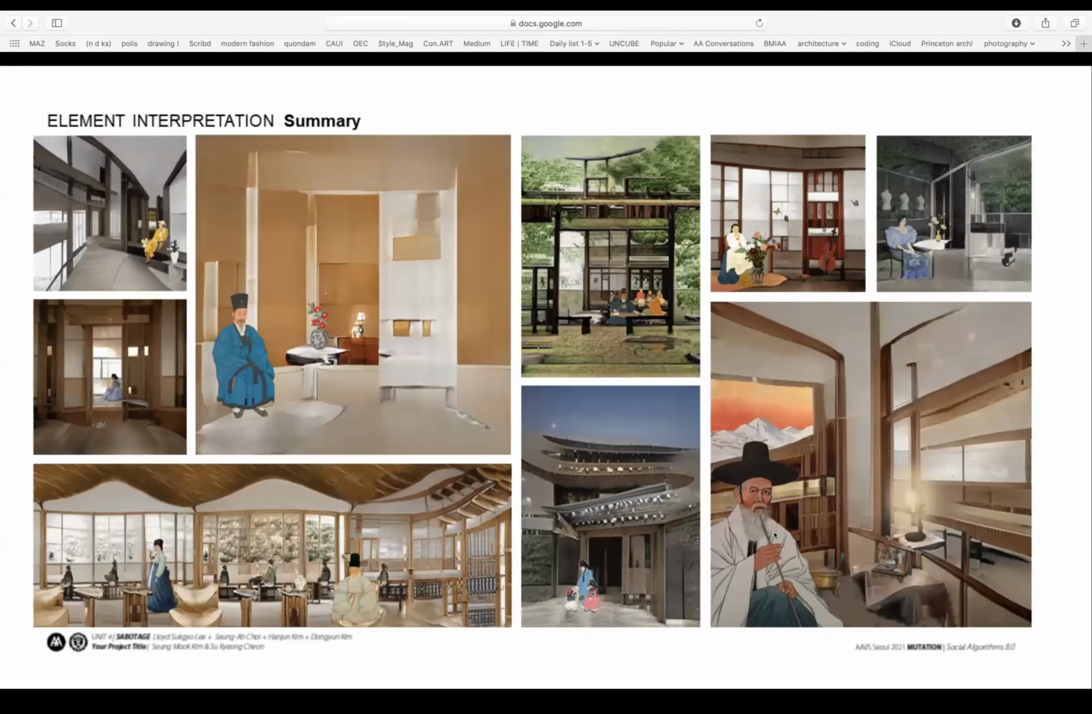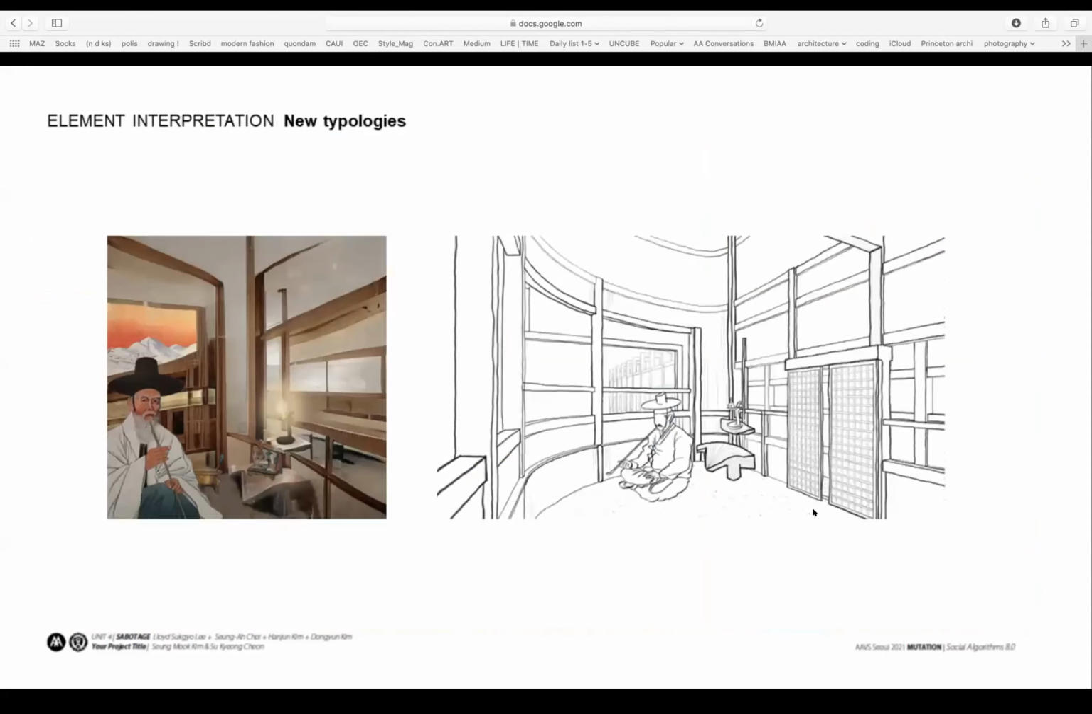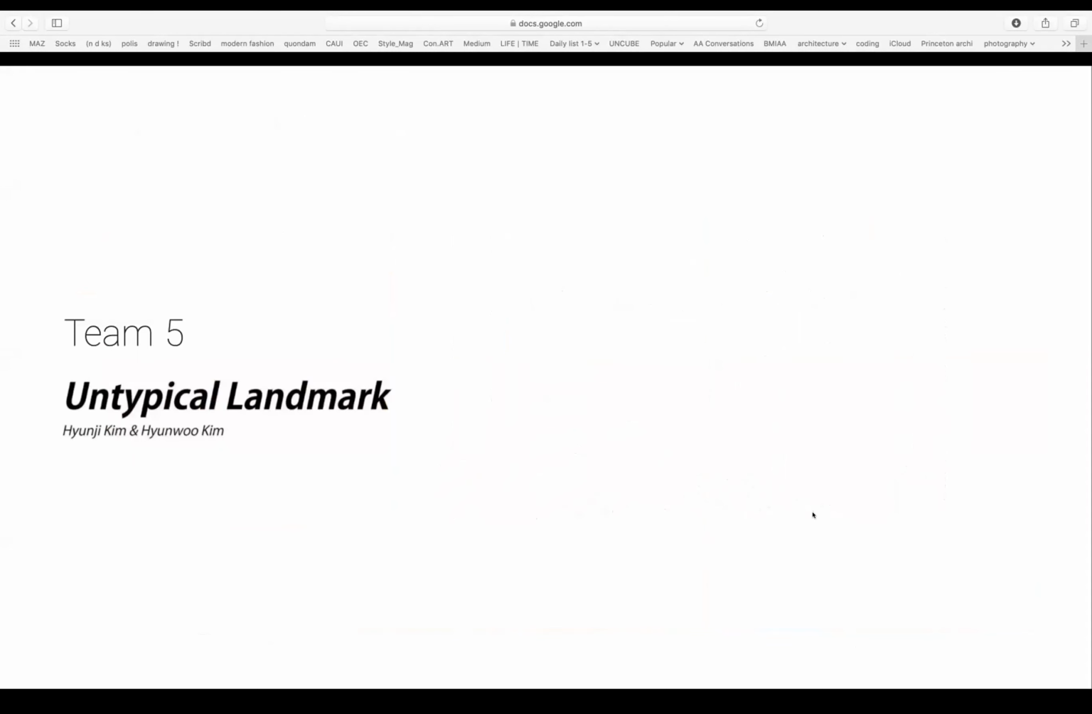And then these are the results. I'm going to skip this one because team 3 is going to present and we can talk about it in more detail.